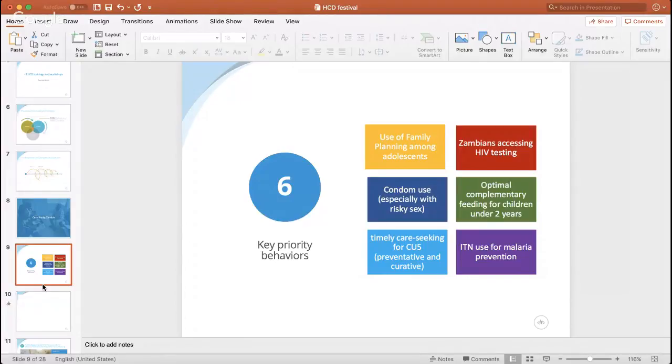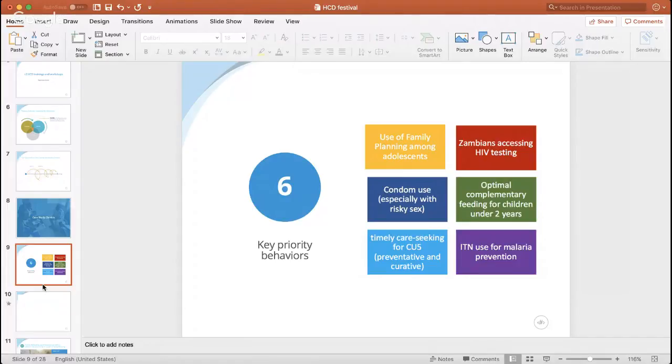And for about a month, our teams locally in Zambia were analyzing what were the main problems of our key audiences around these four provinces in Zambia. We developed our own tools in order to be able to recognize what were the main challenges. And after this, we generated insights for each of the key priority behaviors.